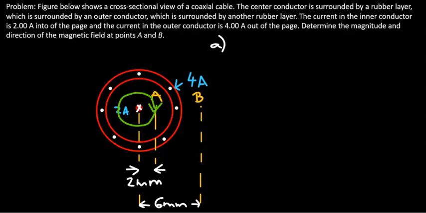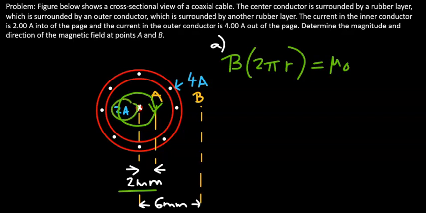So let's apply Ampere's law to this path in green. It's going to be the magnetic field at that distance, multiplied by the circumference of that path in green, and that path has a radius of 2 millimeters. So let's just write 2 pi r times B equals mu naught times the current enclosed by that green path. In this case, it's just 2 ampere. The 4 ampere appears outside that path, so that doesn't contribute. Only 2 ampere contributes.